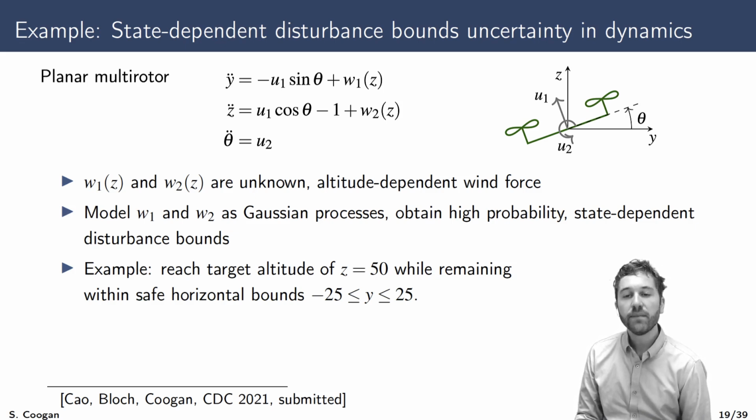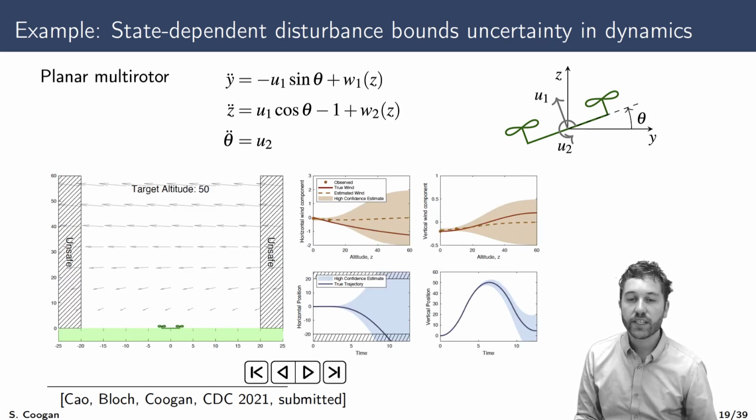So as an example, consider the goal of reaching a target altitude of z equals 50 and then returning to the ground while remaining within safe horizontal bounds, while position measurements are assumed unavailable for feedback during this maneuver. A possible control strategy adjusts the roll angle to compensate for estimated wind force during a climb and descend maneuver. So in this animation on this slide, we see that if the wind force estimate is poor, as demonstrated in these top two plots, showing estimates and confidence bounds for W1 and W2 as a function of altitude z, then the reachable set becomes large and the trajectory becomes unsafe.